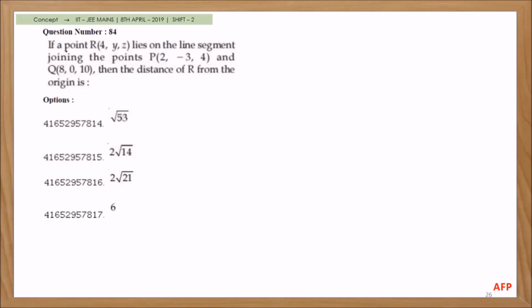Next problem: if a point R of (4, y, z) lies on the line segment joining the two points P of (2, minus 3, 4) and Q of (8, 0, 10), then find the distance of R from the origin. Here we will draw the diagram: P is (2, minus 3, 4) and Q is (8, 0, 10). And here the point R we will take as (4, y, z). We take the ratio as k is to 1.